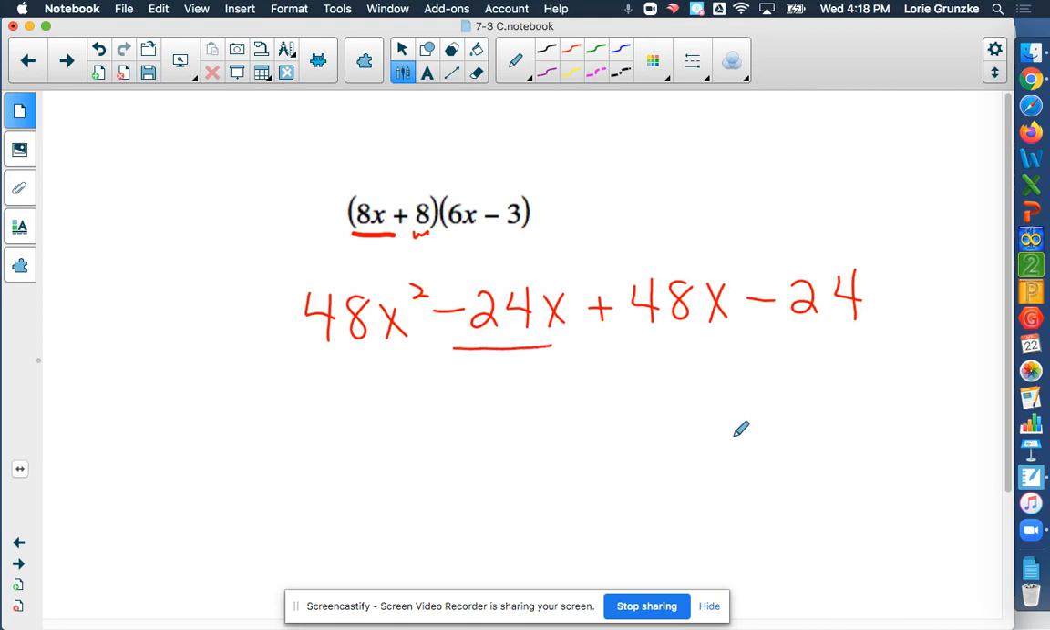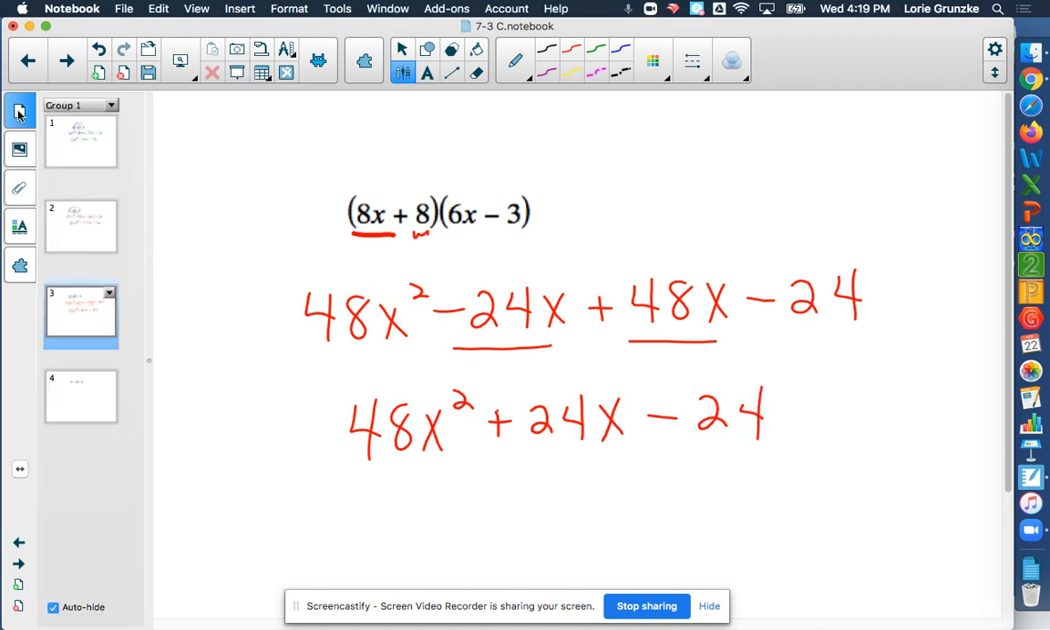The two middle terms can be put together. So you write 48x squared, negative 24x, and positive 48x. If you put that into your calculator, you're going to get positive 24x. And then a negative 24 in the back.